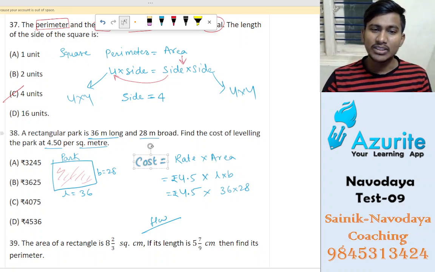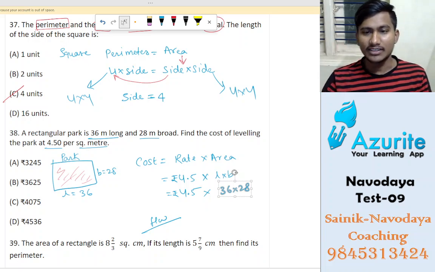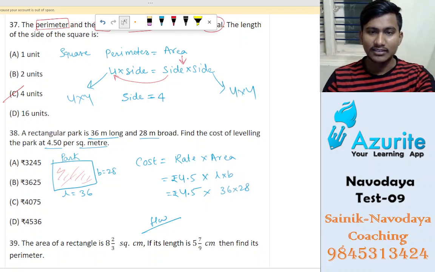So rate is how much? That is 450 rupees per square meter. Then you take the rate, and area how do we find? We find length into breadth. Length is given 36 meter and breadth is given 28 meter. So if you multiply 36 and 28, you will get the area, and you have to find the cost. Understand? Yes? Okay.